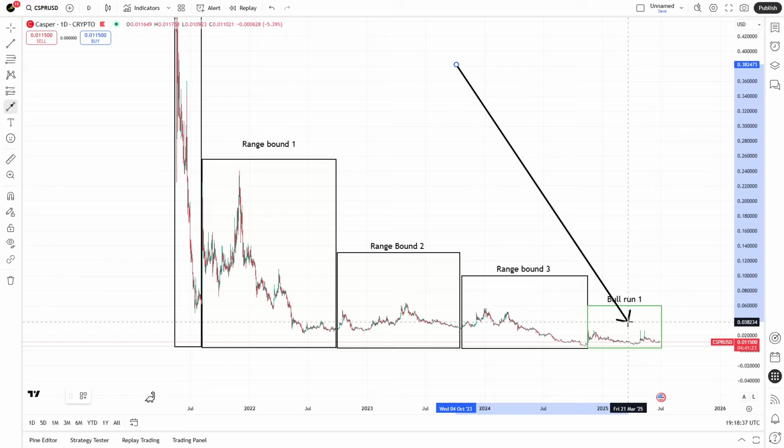Now, if you have been following my recent videos, you know I have been talking about how the stock market, the indexes, are coming to a potential peak. And my last video was on Bitcoin, where I show how Bitcoin has been following the 2021 bull run peak structure. Let me show you what I'm talking about. And yes, it ties into Casper.